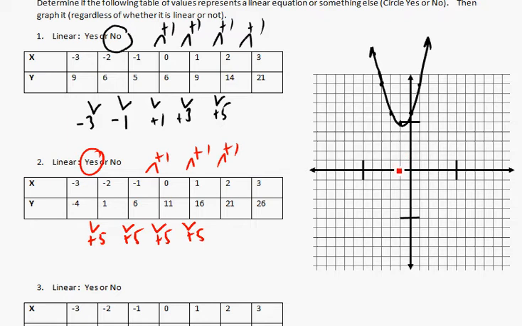Negative 3, negative 4, negative 2, 1. Negative 1, 6, 0, 11, and the rest of our points won't fit on the grid, but we can already see that this indeed is linear.